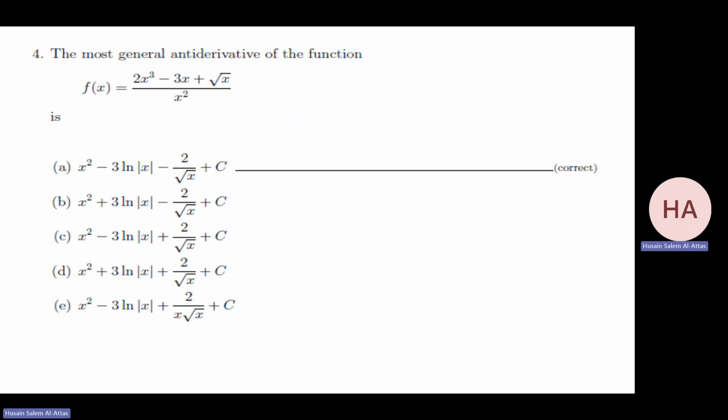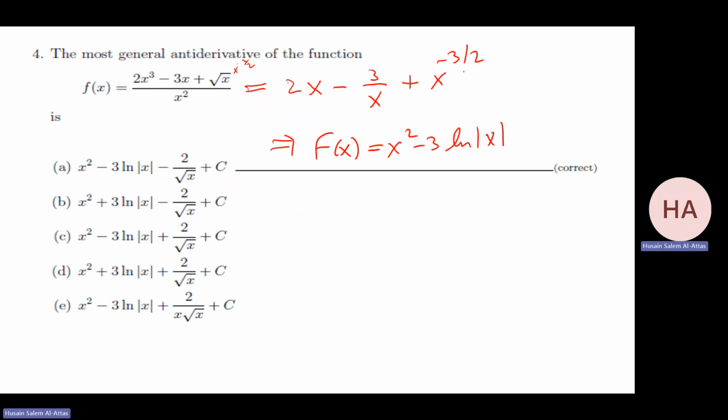Okay, so I have f of x here is what? 2x minus 3 over x plus x to the power, this is half, huh? This is x to the power half. Then x to the power minus 3 over 2. Half minus 2 is minus 3 over 2. That will be f of x. So what will be the antiderivative? It will be x squared minus 3 in absolute value of x.